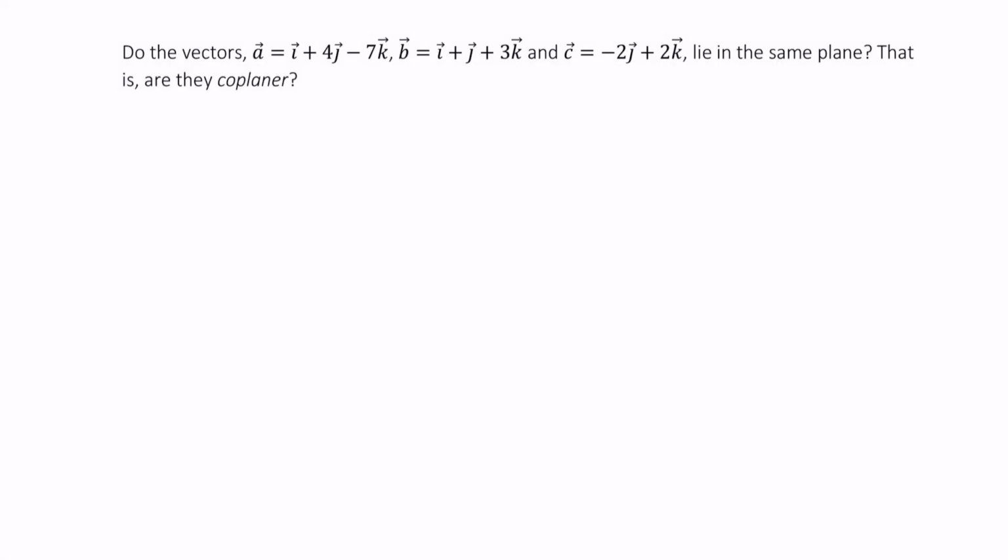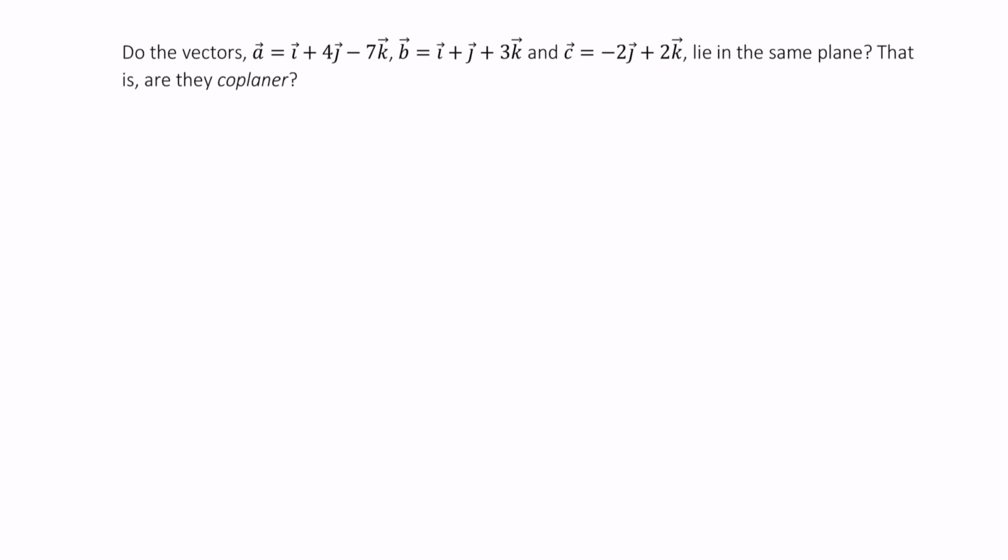Welcome. In this video, we're going to determine if three vectors are coplanar, that is, if they are in the same plane or not, using cross products and dot products. So do these vectors A here, which is 1, 4, negative 7, and B, 1, 1, 3, and C, 0, negative 2, 2, lie on the same plane?